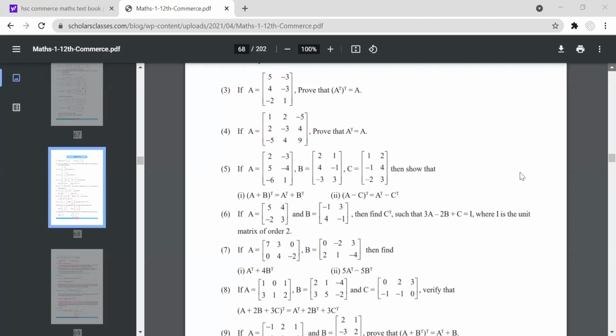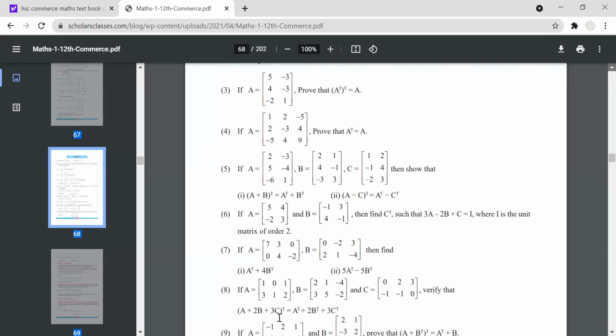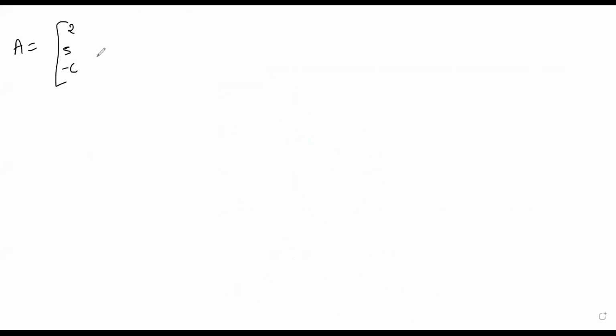The fifth sum is A is a given matrix, B is a given matrix, C is given. Then show that (A plus B) transpose is A transpose plus B transpose. तो आप पहले A plus B, tell me A, B and C matrix. Matrix A is 2, 5, minus 6, minus 3, minus 4, 1.